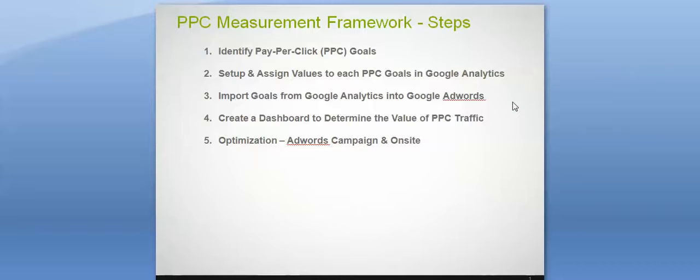So we're going to organize this video blog into kind of 4 or 5 chapters. The first one is how to identify pay-per-click goals with either your client or your own business, how to set up and assign values to each pay-per-click goal in Google Analytics, and how to then import them into AdWords so you have much more detailed reporting.